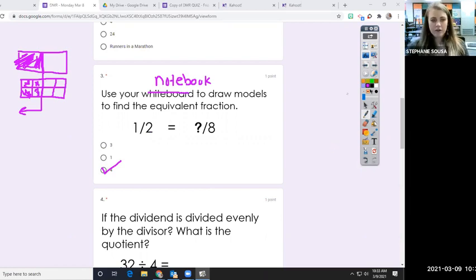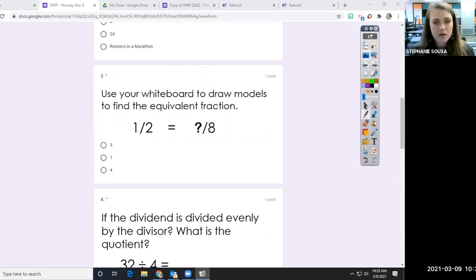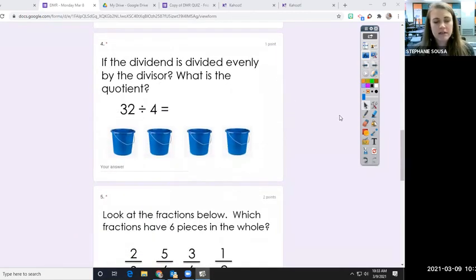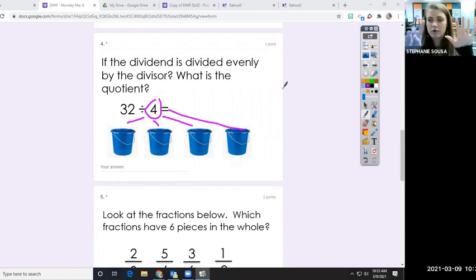All right, we're feeling good. Okay. Number 4, if the dividend is divided evenly by the divisor, what is the quotient? We're dividing by 4. There are 4 buckets here. I know how to count by 4s, so I'm going to stop at 32. 4, 8, 12, 16, 20, 24, 28, 32. I counted 8 times. So 32 divided by 4 is 8. Questions on that one?